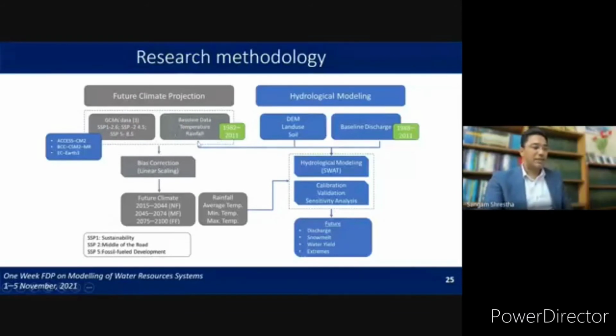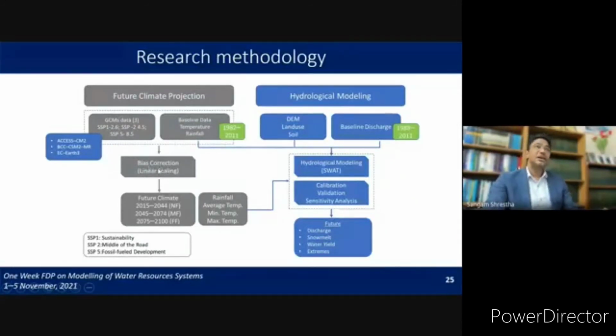We also have the baseline data of the temperature and rainfall of 1982 to 2011. And as I mentioned, the data of the general circulation models cannot be used directly at the local level. So we have to translate these coarse resolution climate data into the local level by using a method called downscaling or bias correction.